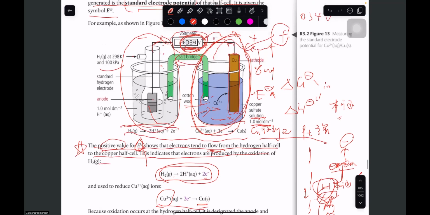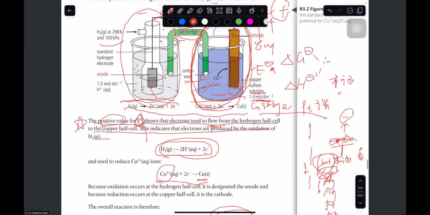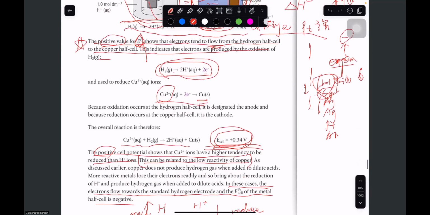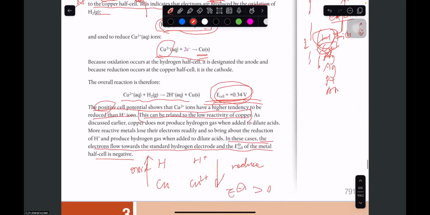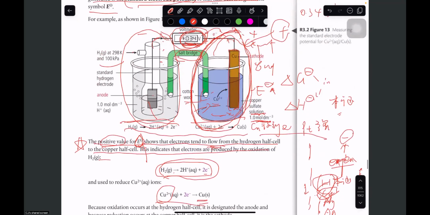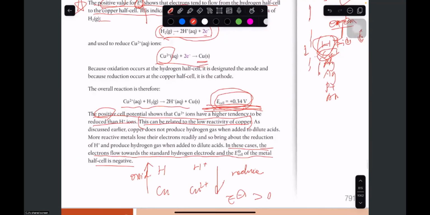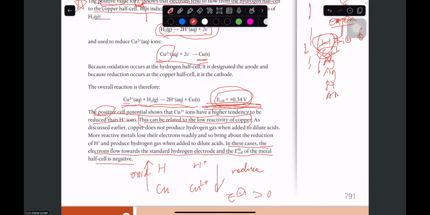So we have measured the standard electrode potential of the half cell. And we will write it like this one. We record it as 0.34. So we write the half cell equation like this one, and we get the cell equation like this one, and we write the E cell equals this one.